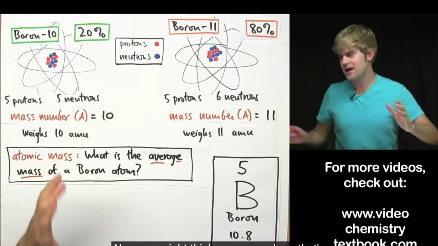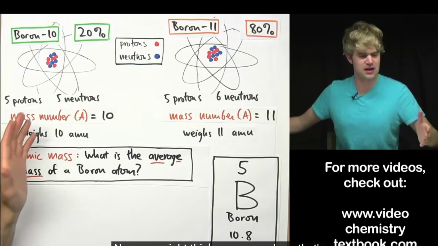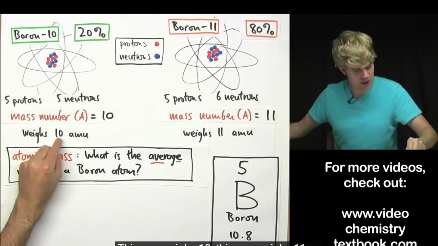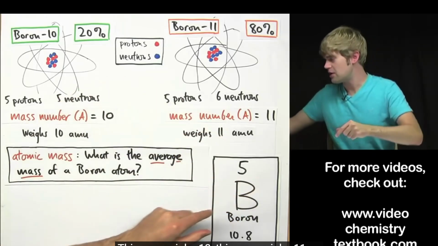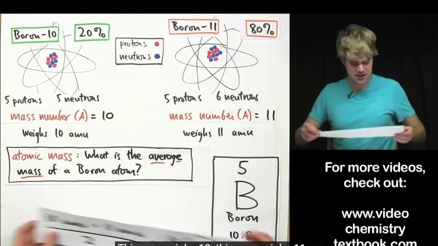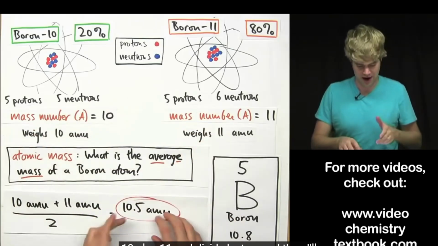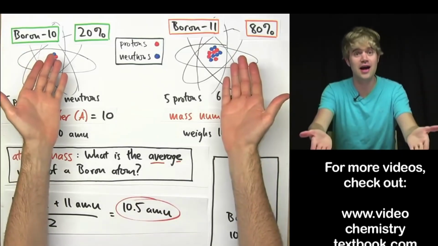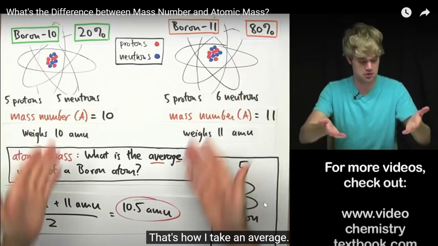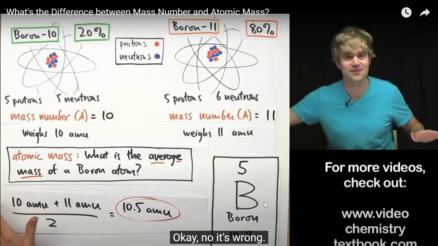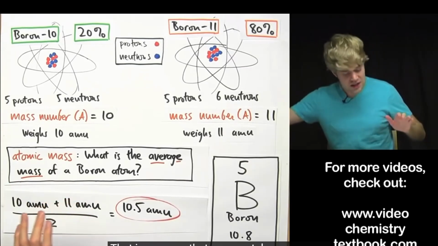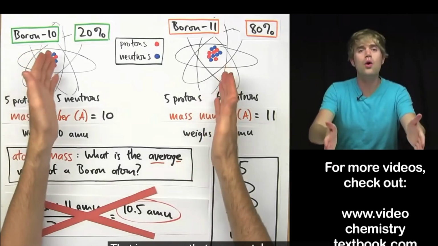Now, you might think average and say that's pretty easy. I know how to take an average. This guy weighs 10, this guy weighs 11. So why don't I just add the two of them up, 10 plus 11, and divide by 2? And then I'll get 10.5, right? That's how I take an average. Except that's not how you take an average when you don't have 50. You have to have half and half to do that. That is one way that you can take an average, but it won't work here.